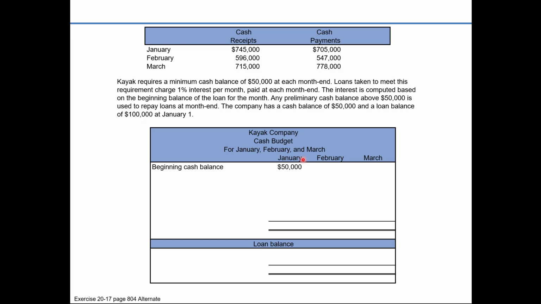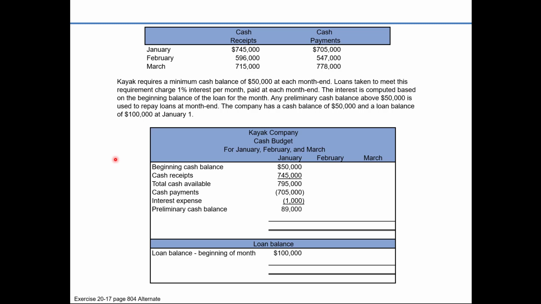So first we'll list our beginning cash balance. They told us was $50,000. Add cash receipts, which is up here. That gives us total cash available. We have to subtract out the cash payments. We do have interest in January because they have a $100,000 loan balance. So we'll multiply that by 1%, which comes to $1,000. Subtract cash available minus the payments, minus $1,000. We have a preliminary balance of $89,000.